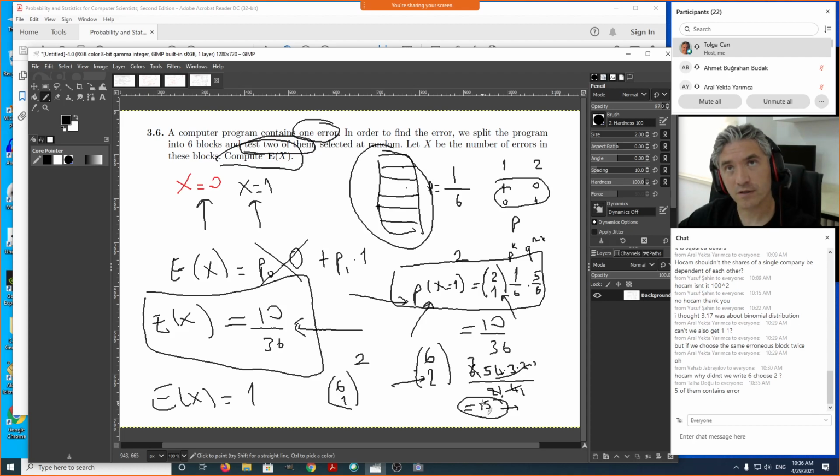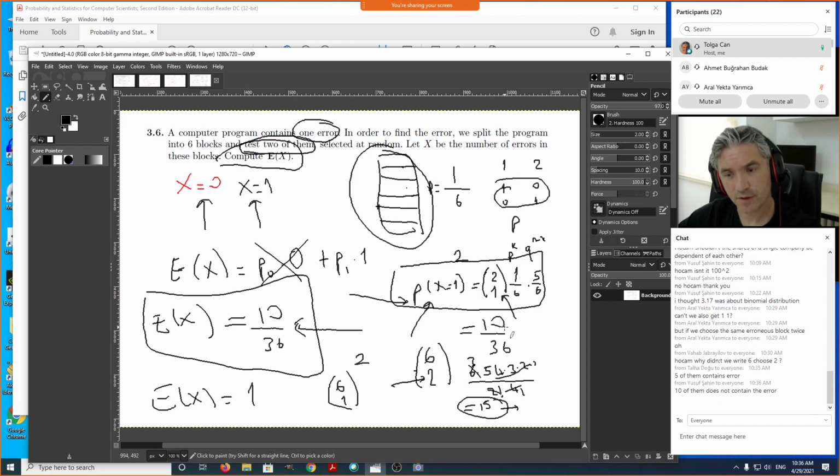Yeah, so it's the 16, if you divide this 5 over 18. 10 of them does not contain error, 5 of them contains error, so it's going to be 1 over 3, but which is different than what we have here, right? So we should have obtained the same 10 over 36 that we obtained here.